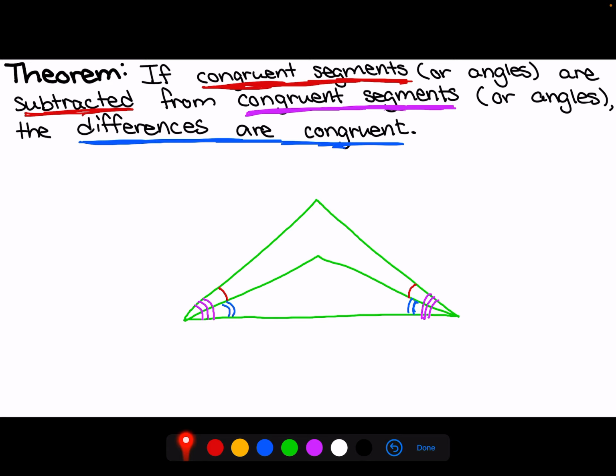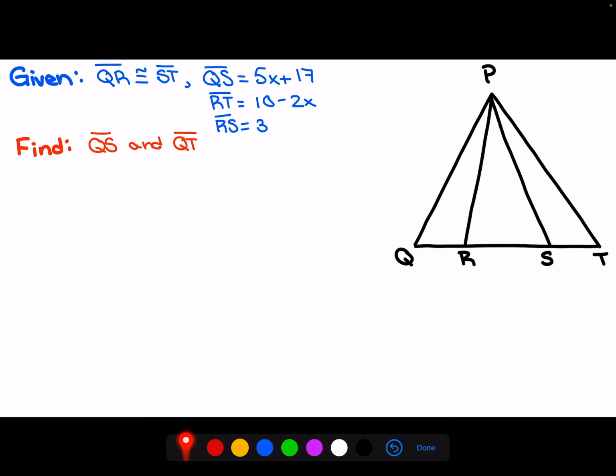All right, lastly, let's go ahead and do an example problem. So given QR is congruent to ST. So let me go ahead and draw that. QR is congruent to ST. QS is equal to 5x plus 17. RT is equal to 10 minus 2x. And RS is equal to 3. We want to find QS and QT.